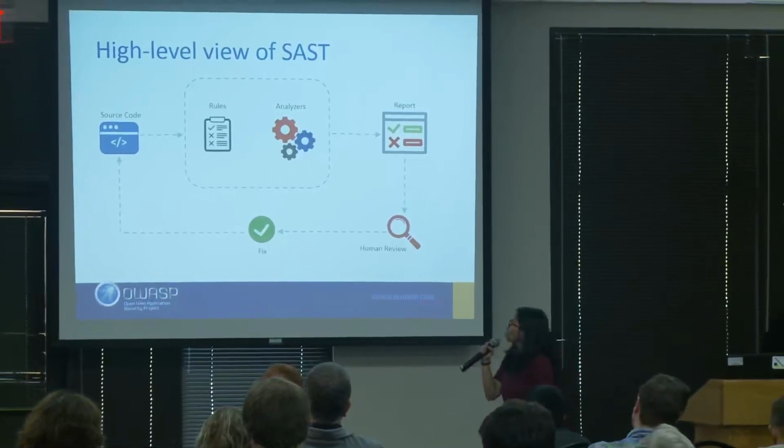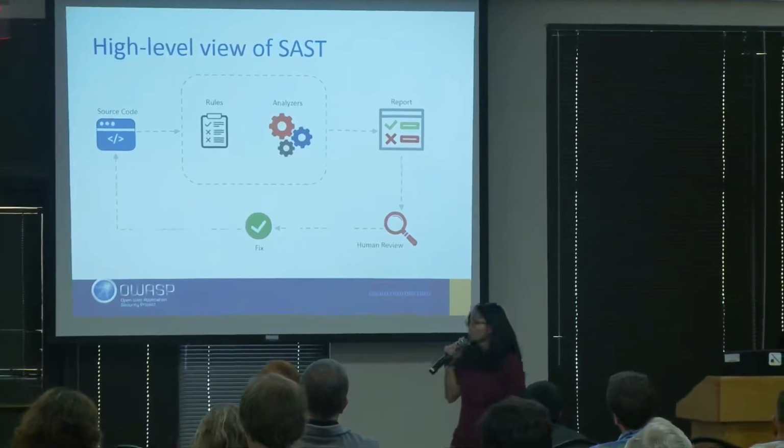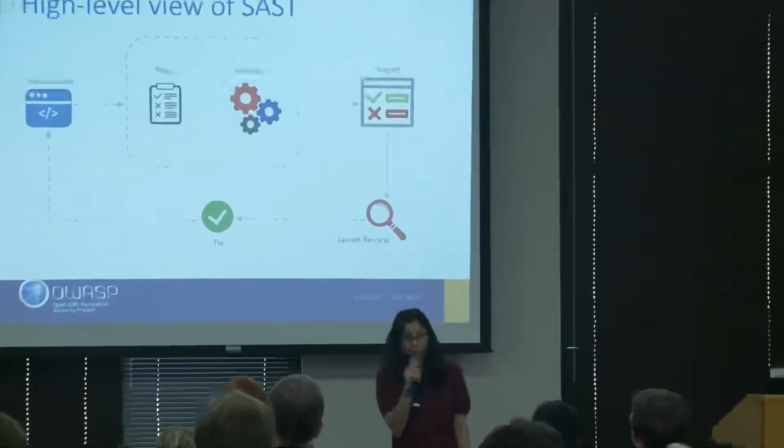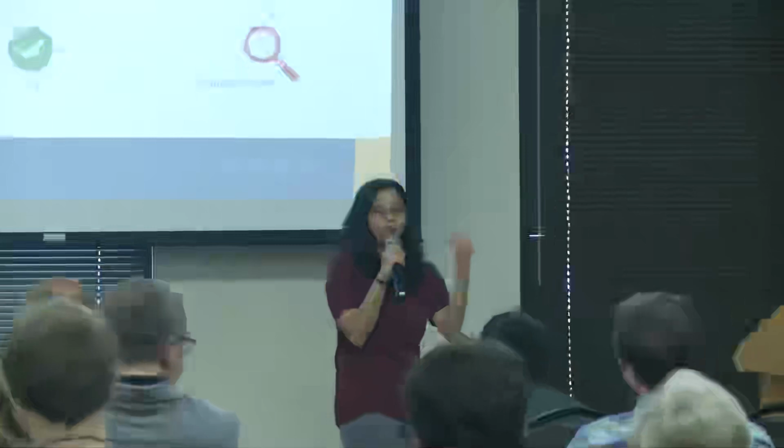Once your source code is scanned, the tools will generate a report. And the report will tell you what kind of vulnerabilities it's found, the exact line of code with a reason and some explanation, and possibly how you can fix it. So it's pretty explanatory there.